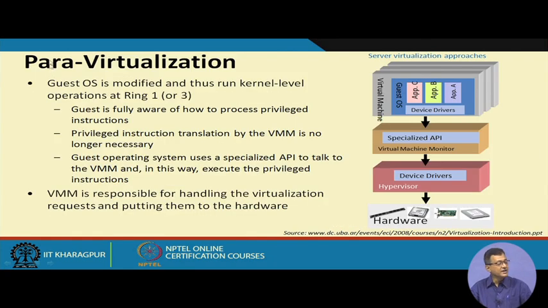In the case of para-virtualization, the guest OS is modified and thus runs the kernel level of the operating system at ring 1 or ring 3, that is a much higher level. The guest is fully aware of how to process privileged instructions. Privileged instruction translation by the VMM is no longer necessary. The guest operating system uses a specialized API to talk to the VMM, right. So it is para, that means your VMM is penetrating into your VMs. Now it is not full translation, but para-virtualization, and the performance increases.